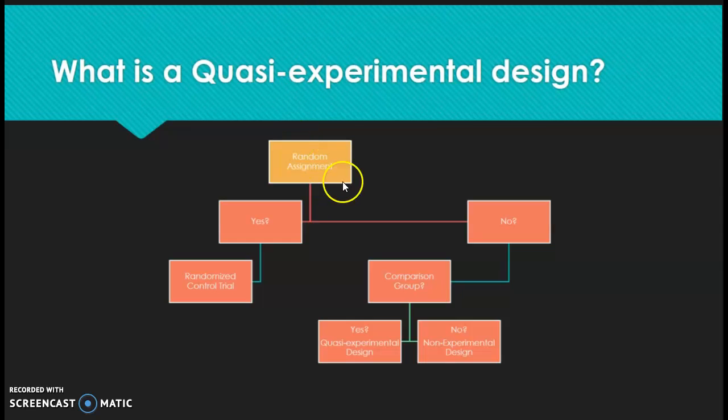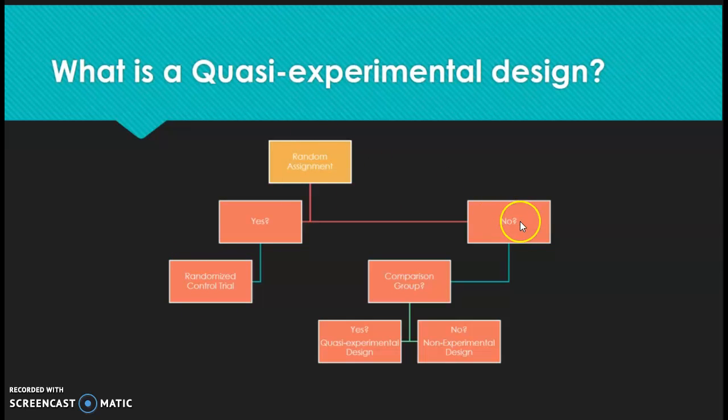So if random assignment is happening, right? So yes, it is happening. Now we are talking about an experimental design in which we are likely doing a randomized control trial where we are randomizing people into the experimental condition to test whether or not we are able to prove that the successes or failures of that intervention can be attributed to our intervention.